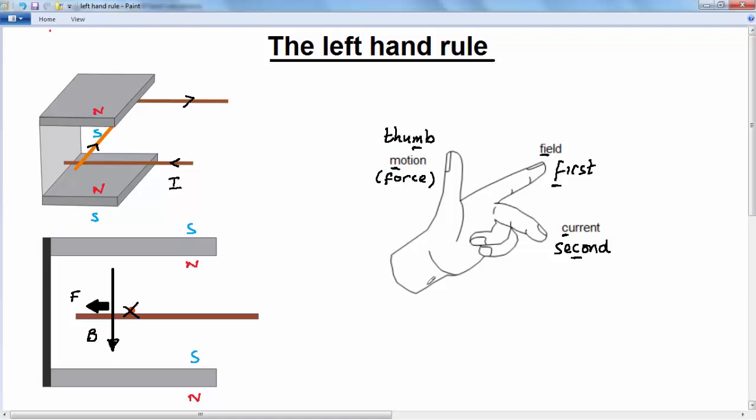This isn't the only area where you'll come across the left-hand rule. You'll remember that we also use it when we're deciding how alpha or beta particles will be deflected as they pass through a magnetic field. So you might like to go on to have a look at that particular lesson in the unit on radioactivity.